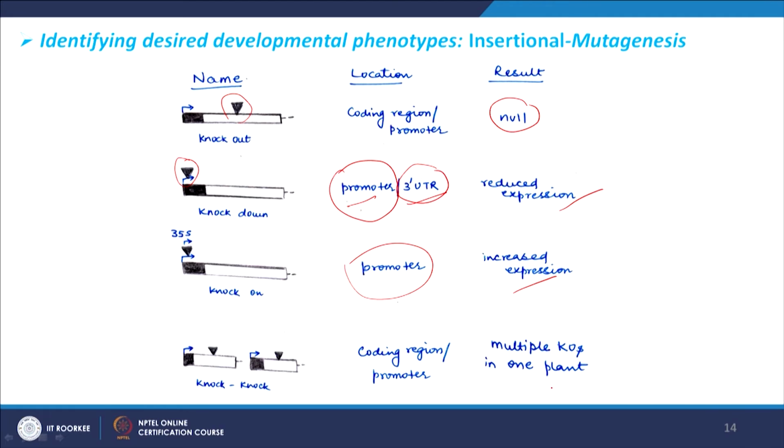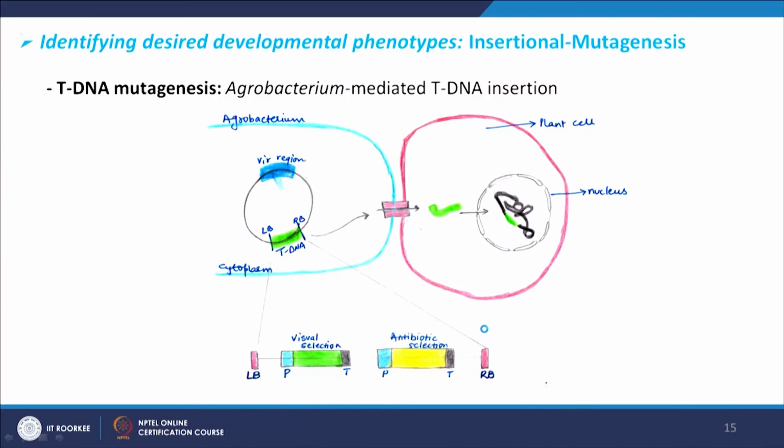But again, as I said, these processes are totally random. So, there is also a possibility of multiple insertions in the same genome at multiple sites, and this may generate a multiple knockout or knockdown, whatever the condition. Okay, so we will briefly discuss how tDNA mutagenesis occurs.